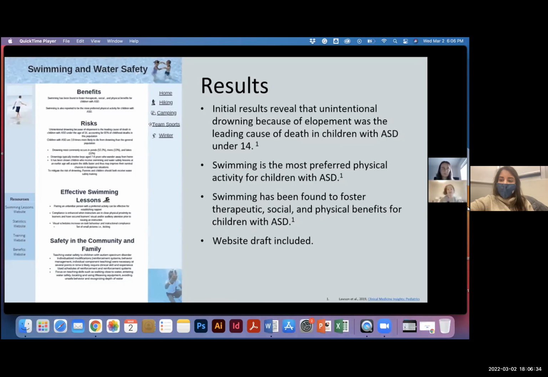If we look to the left of our screen, we can see a website draft of what the website will eventually look like. There will be 4 different subheadings in this topic that include benefits, risks, how to find effective swimming lessons, and how to enforce water safety in the community and family structures. This is just one topic in an overall arching project that will focus on overall safe recreation and focus on other domains such as team sports, winter sports, hiking, and camping.